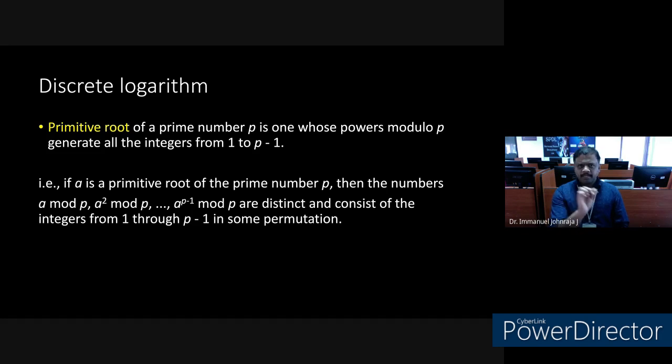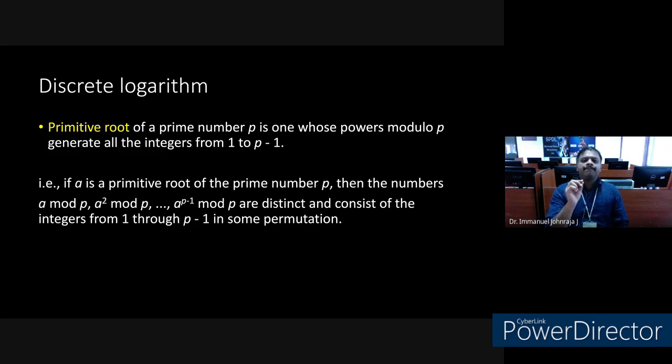What is that root? It is the one whose powers, for example, if a is the primitive root, so a power 1, a power 2, a power 3, and so on, whose powers modulo p will generate all the numbers from 1 to p minus 1. If I take a number, for instance, the prime number 11, just for example, the primitive root of prime number 11 is the one whose powers modulo 11 will generate all the integers from 1 to 10.